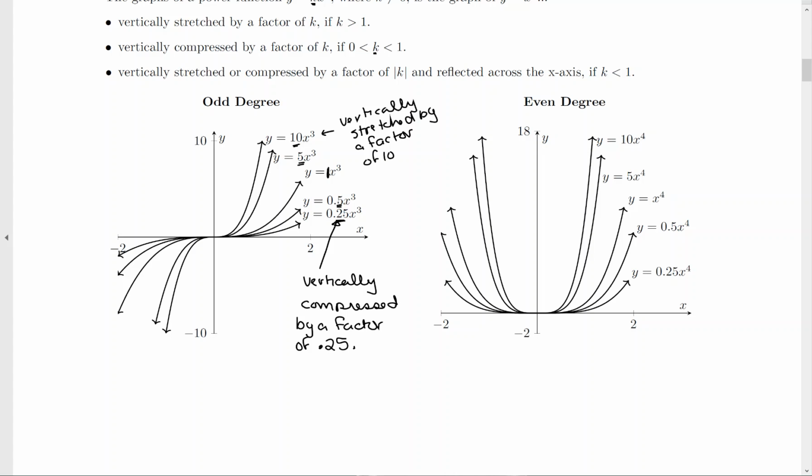Okay. The same with the even degrees. Notice, here's y equals 1x to the fourth. All right, that's my basic parent function, if you will. It's the standard. If I start putting bigger numbers in front, I'm stretching my graph up, and it's getting skinnier. 0.5 in front or 0.25 in front of x to the fourth, and it flattens it out or it compresses it. And again, same wording here, vertically stretched by a factor of 10 when I write 10x to the fourth, or vertically compressed by a factor of 0.25 when I multiply the x to the fourth by 0.25.